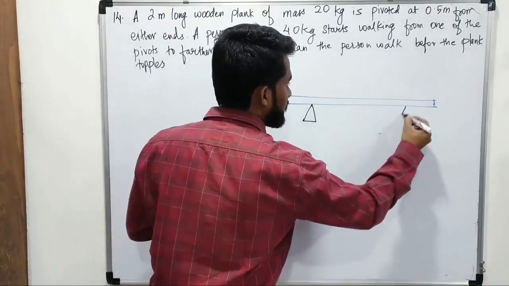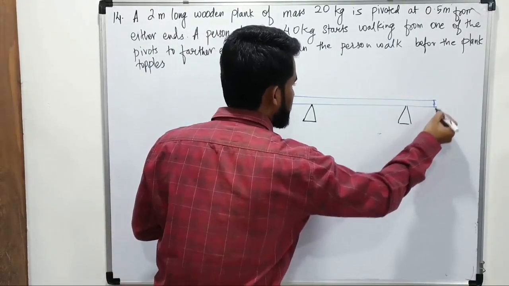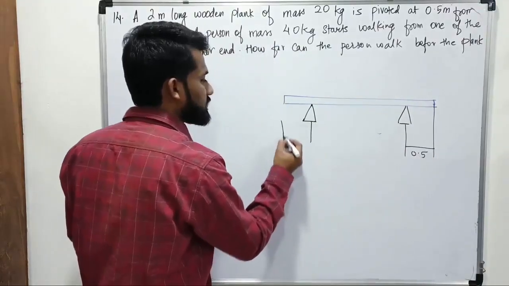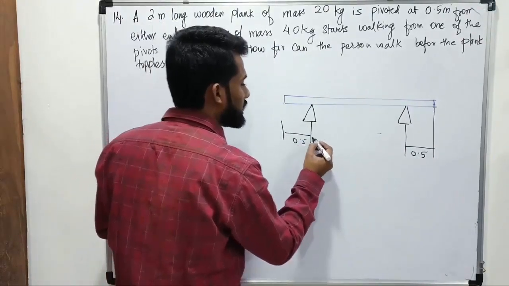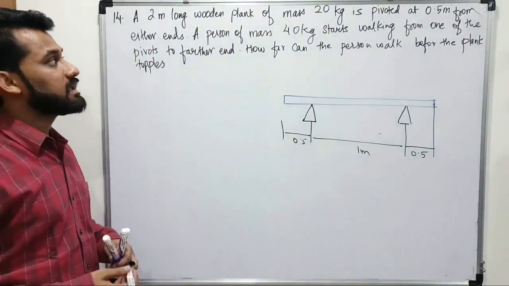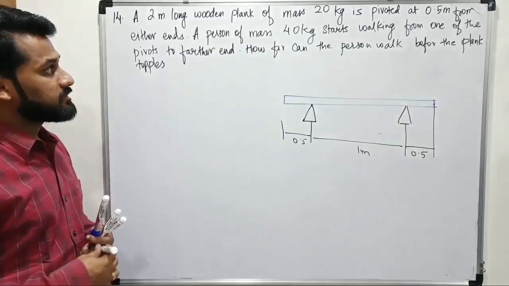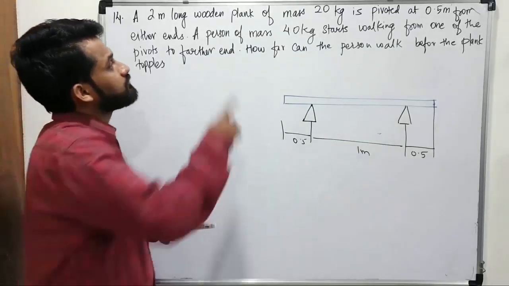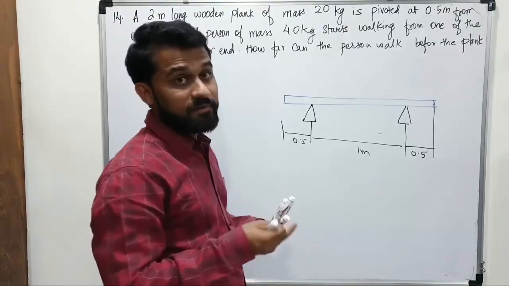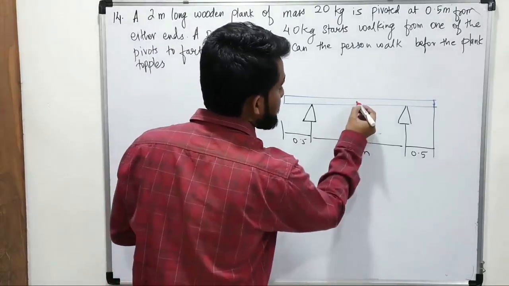This is 0.5 from this end, 0.5 from this end. So this distance is 0.5. This distance is 0.5. So obviously this distance will be 1 meter, as the total length of this plank is 2 meters. The mass of the wooden plank is 20 kg. The weight will always act from its center of mass.